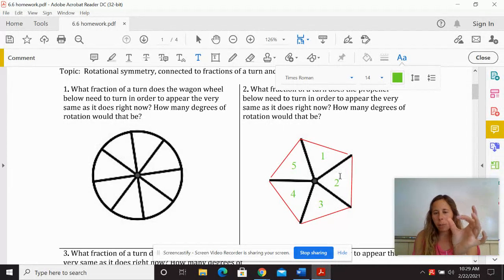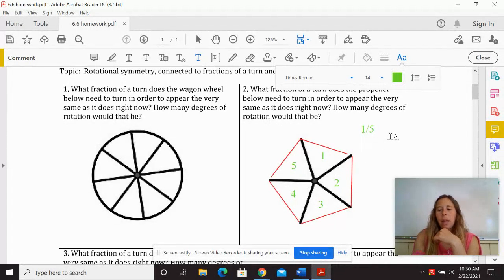Side 1 would be where side 2 is. 2 would go to 3, 3 would go to 4, 4 would go to 5. Okay, they would all just shift over. Hopefully that makes sense. So your fraction of a turn is 1/5. If I turn this 1/5, side 5 goes to side 1, side 1 goes to side 2, side 2 goes to 3, 3 goes to 4, 4 goes to 5.